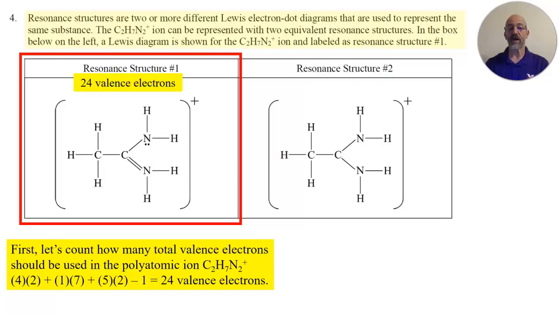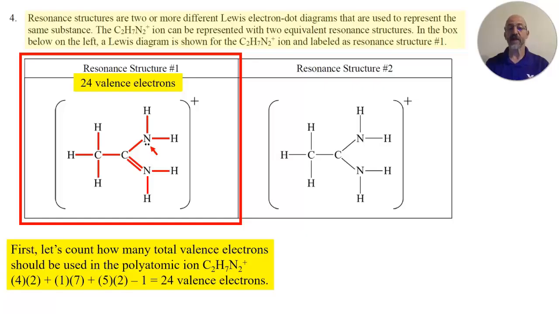Even though we know that resonance structure number 1 is a correct Lewis diagram, let's go ahead and just make sure that that's exactly 24 valence electrons. So 2, 4, 6, 8, 10, 12, 14, 16, 18, 20, 22 electrons for those 11 total bonds. And then if I add that non-bonding pair of electrons, or that lone pair of electrons on that nitrogen, that does bring the total to 24 valence electrons.